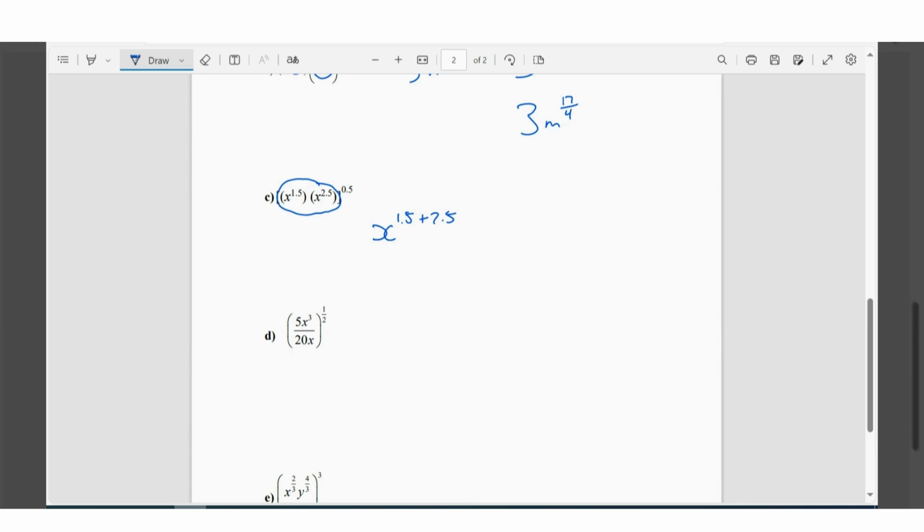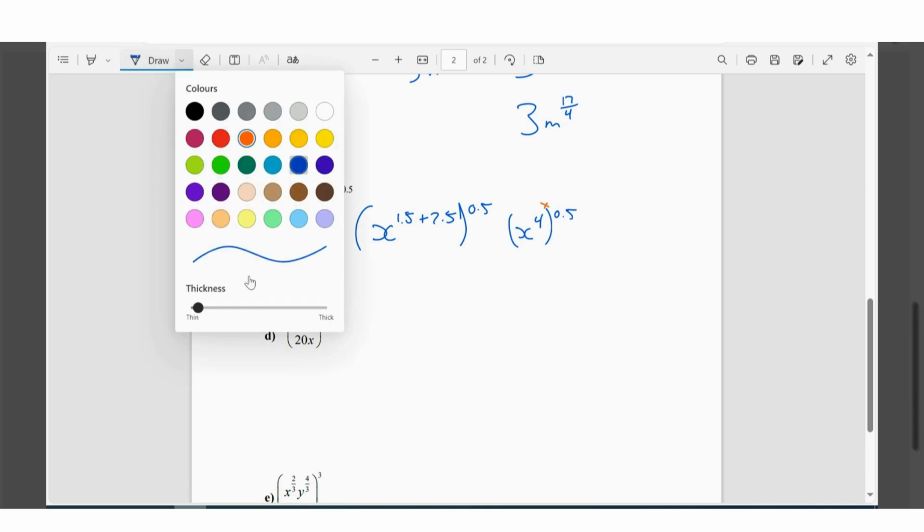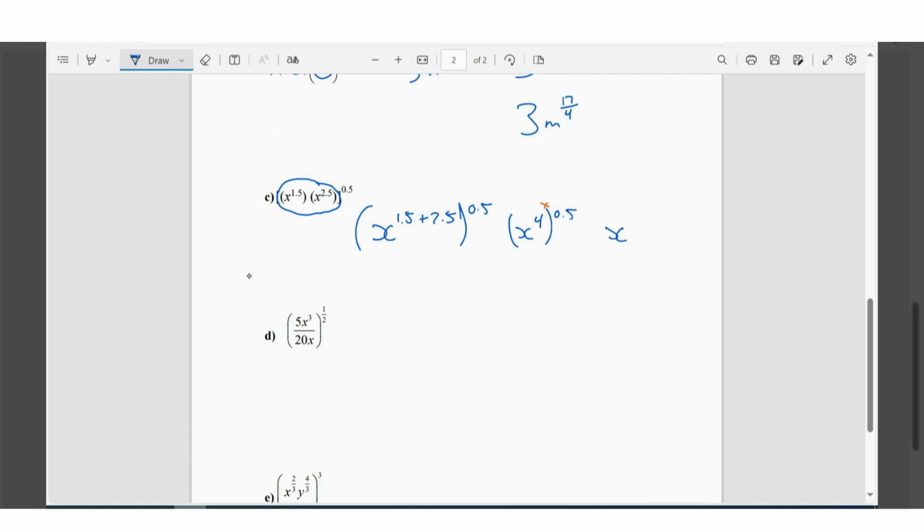Oh, my pen is, there we go. There we go, that's all to the 0.5. So now we got x 1.5 plus 2.5 is 4, and that's to the 0.5. And now we can multiply inside. So 4 times a half is going to give us x to the 2.